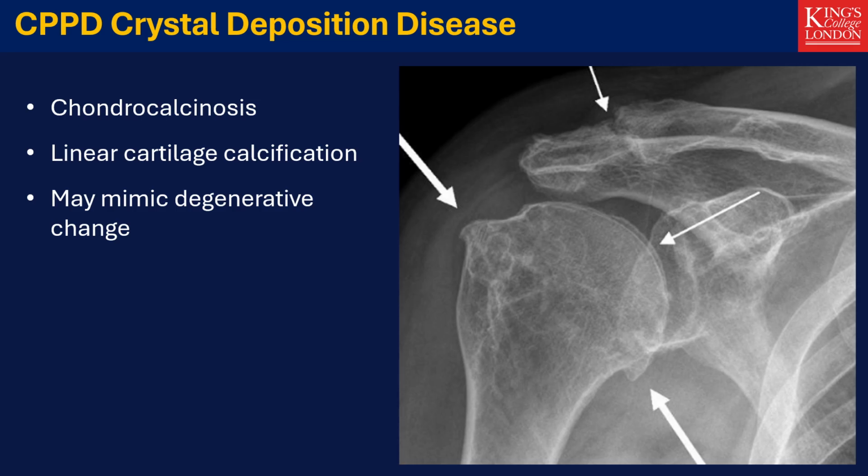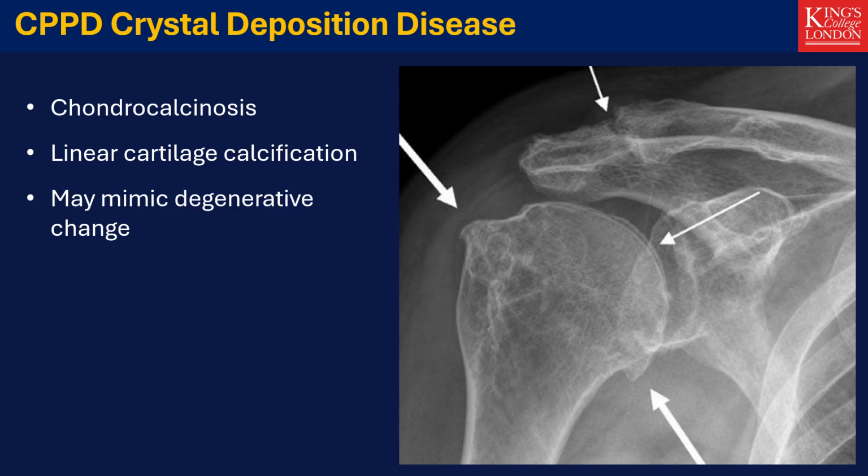Evaluate both joint margins carefully and inspect the labral region and AC cartilage for linear densities. CPPD is also associated with subchondral cyst formation and joint space narrowing, sometimes disproportionate to osteophyte formation. CPPD may also produce acute inflammatory episodes, but on radiographs, the key diagnostic feature remains the presence of chondrocalcinosis.